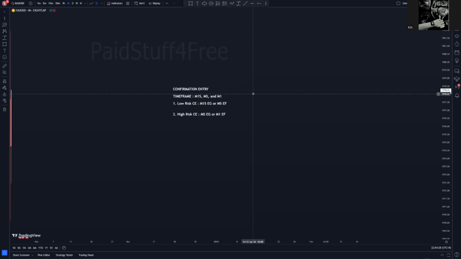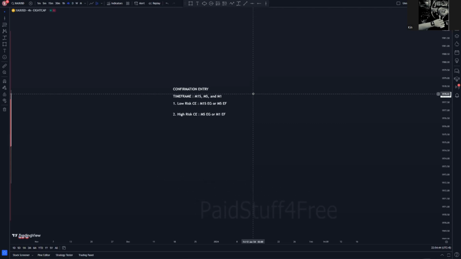And how about the high risk confirmation entry? I took another 4 months doing this, using the high risk confirmation entry, and the win rate was 57 to 60%, something like that.